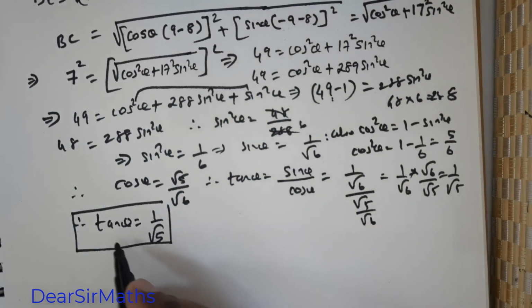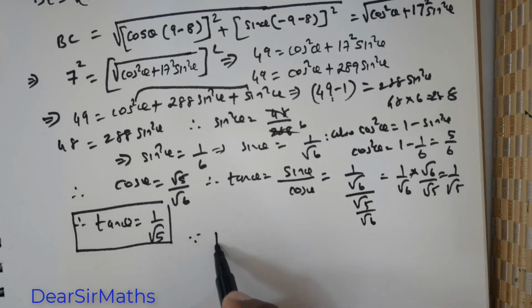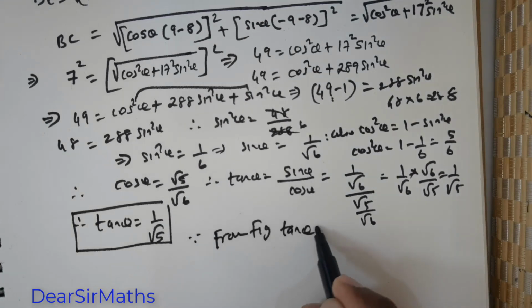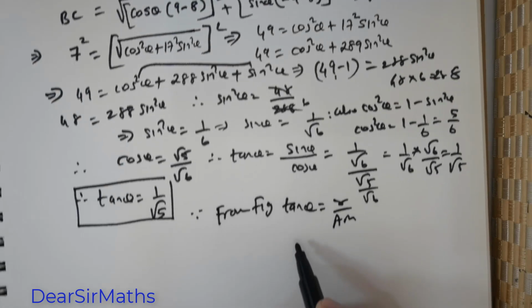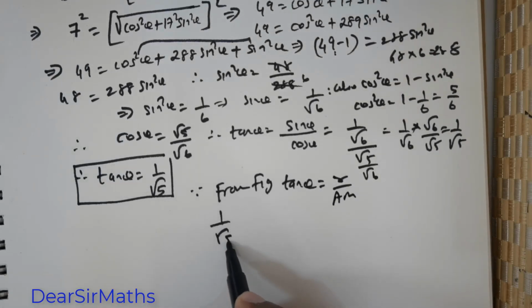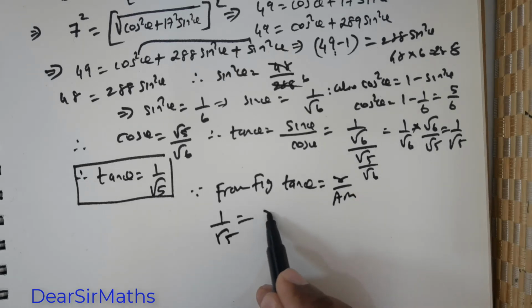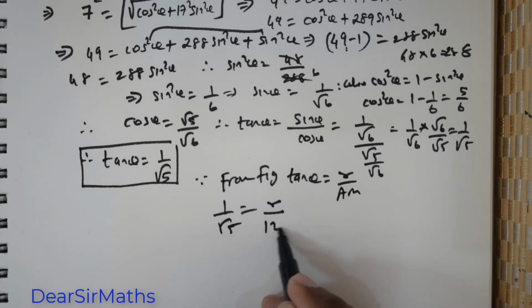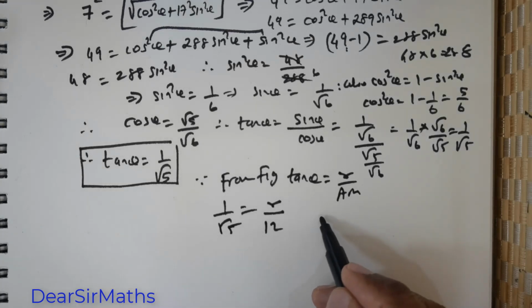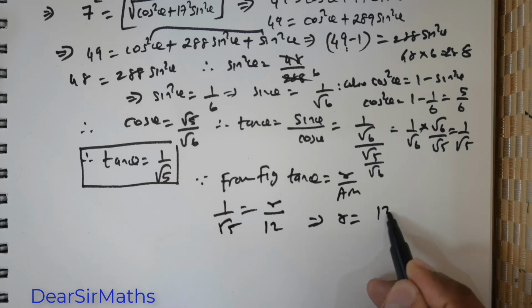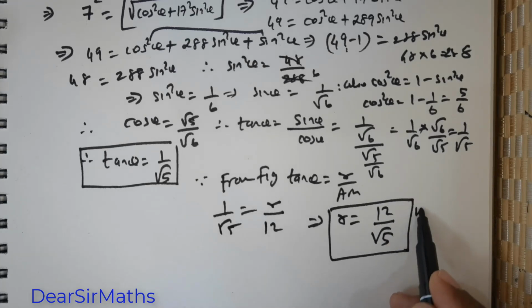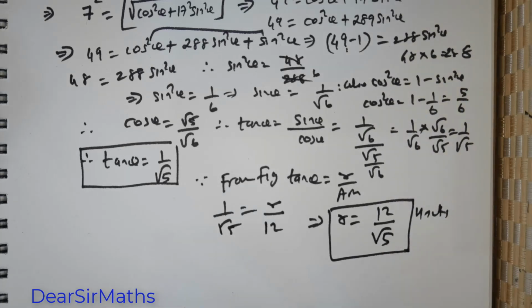So tan theta is equal to R over AM. Let me use that. From the figure, tan theta is equal to R over AM. And I have got tan theta as 1 over root 5 and I have to get R, and AM has been found to be equal to 12. So this would mean R is equal to 12 over root 5. So that is the solution for this question. Isn't it beautiful? Thank you everybody. Enjoy your day.